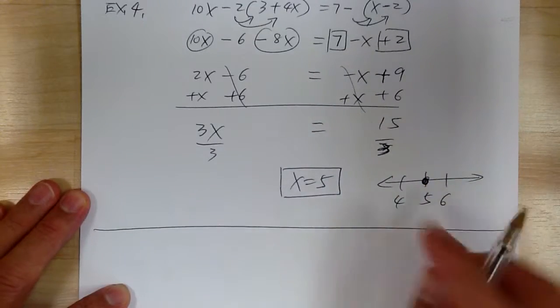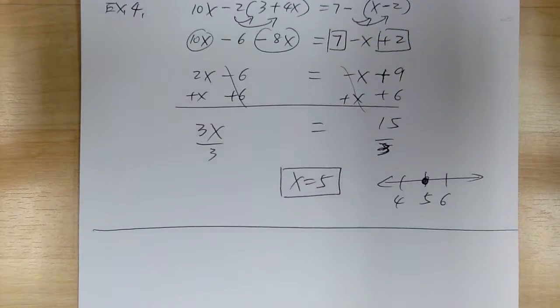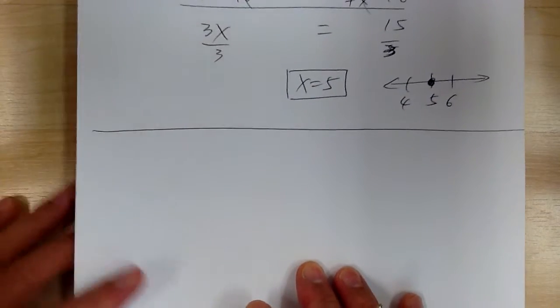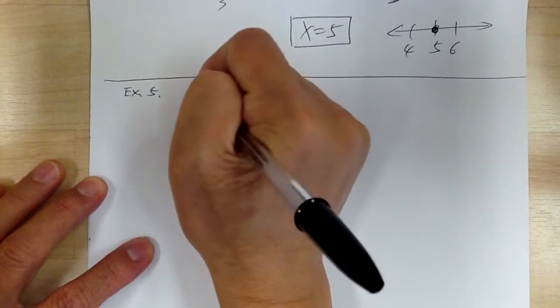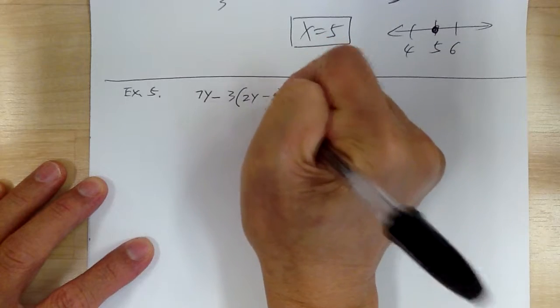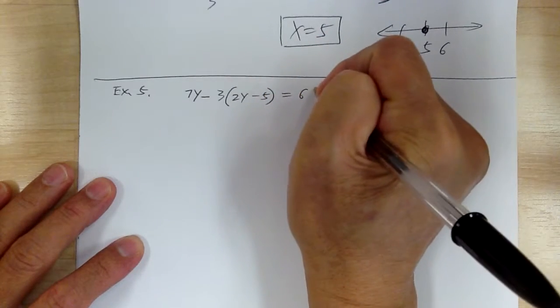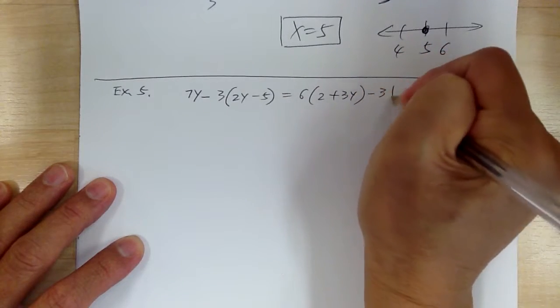Okay. So again, one new step: multiply to get rid of the grouping symbol, and it becomes the previous lessons. Okay, so let's go to example 5. So you got 7y minus 3 times 2y minus 5 is equal to 6 times 2 plus 3y minus 31.